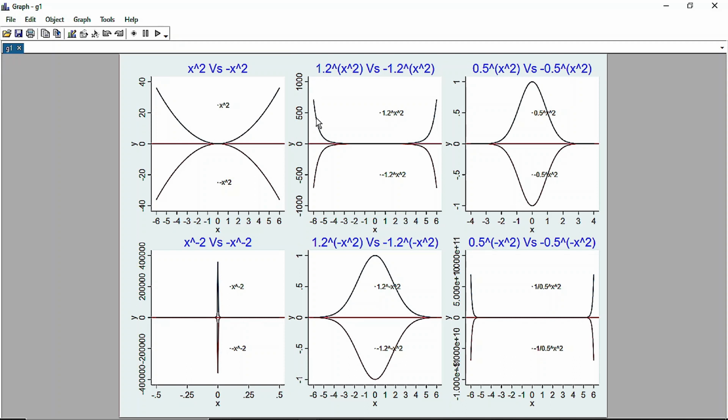For the positive value, we get this kind of graph, and 0.5 to the power x squared. 0.5 is equal to 1 by 2, otherwise 2 to the power minus 1. So 2 to the power minus x squared, that is why the index is negative, that is why we get a bell curve. And in the next case, we have the index negative in itself, that is why we see some sort of bell curve. In another one, the base is 1.2 and its index is again negative, that is why we get a bell curve.